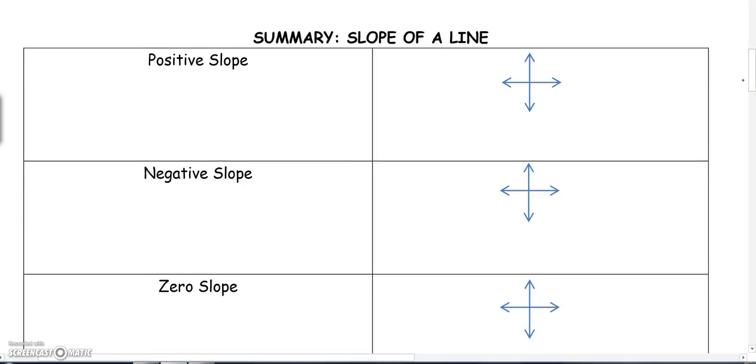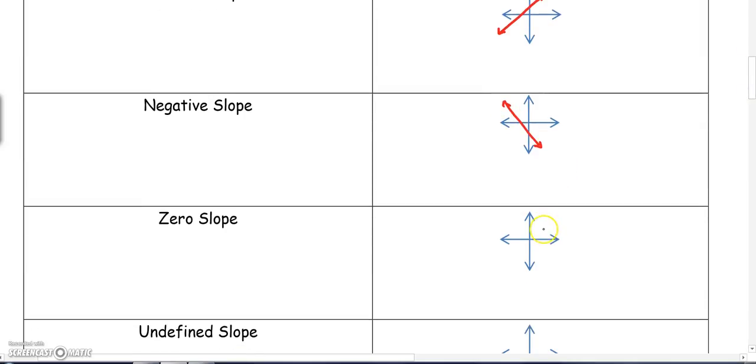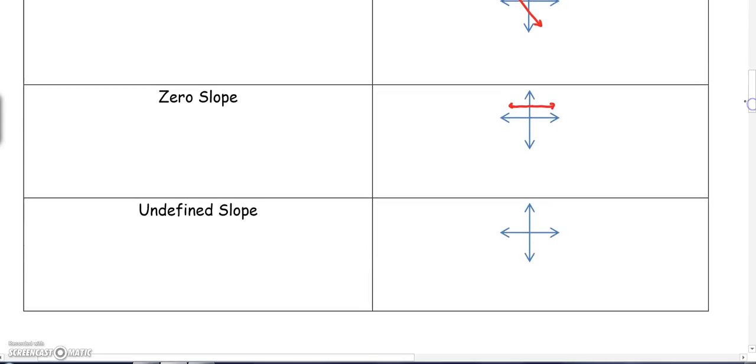So as a quick review, there's 4 types of slope. The first type of slope is a positive slope. Positive slope means our line is rising from left to right. Negative slope means our line is falling from left to right. Zero slope means that we have a horizontal line. And undefined slope means we have a vertical line.